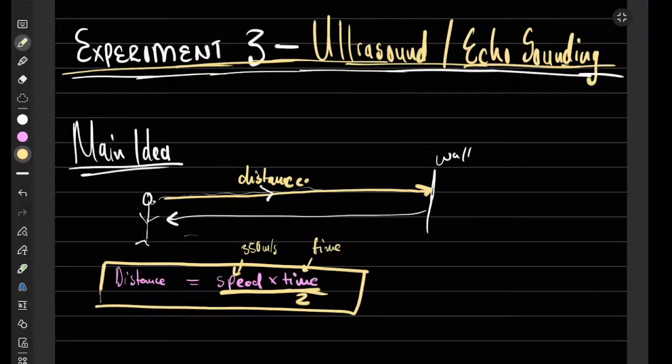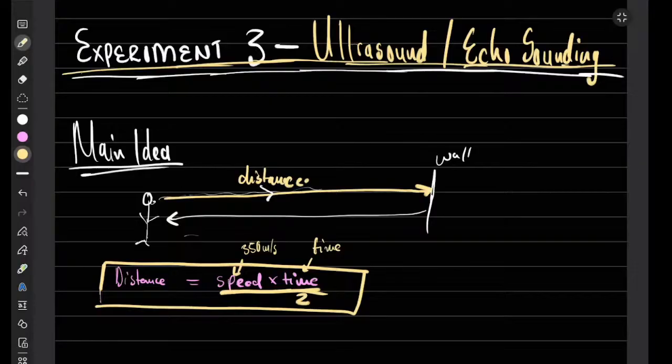One person will clap, the other one will wait for the sound to come back and stop quickly when you hear the echo come back. Then that will be the time. The speed is the speed of sound in air, which we said is 330 to 350. You can use 350. Say 350 times the time, then you divide by 2. I wanted to just explain that idea about echoes.